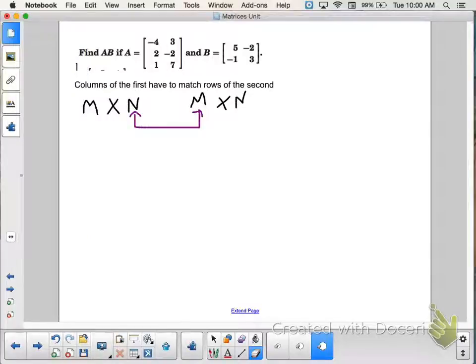So here's how we do this. It's going to be quite different than adding and subtracting matrices. When we added and subtracted, we matched up our different elements, and then we just added and subtracted from there. This is going to be a little bit different. What you're going to do is take your first matrix, and we're going to make a little box over here for our first matrix.